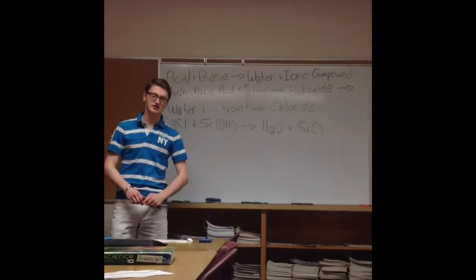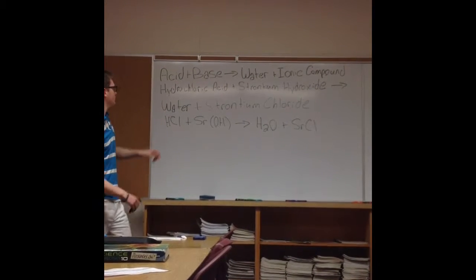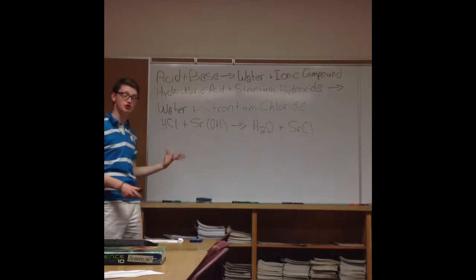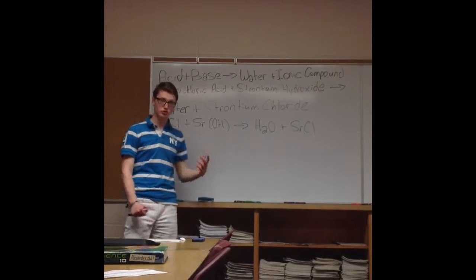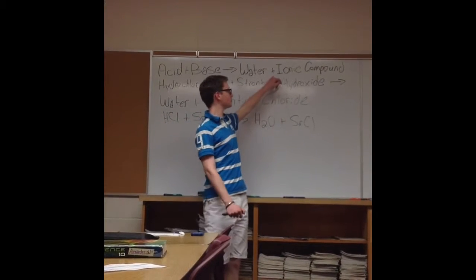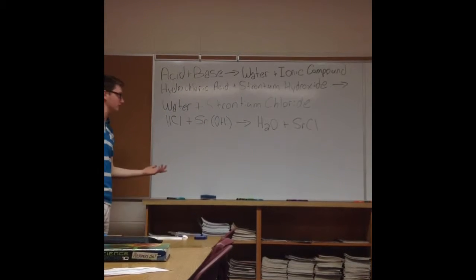Good morning, class. Today we'll be talking about what happens when you mix an acid with a base. So you have an acid and you have a base, and when you mix them, the base neutralizes the acid. So the neutral substance that you're left with is water. And you're also left with an ionic compound that will change depending on which two substances you're mixing.